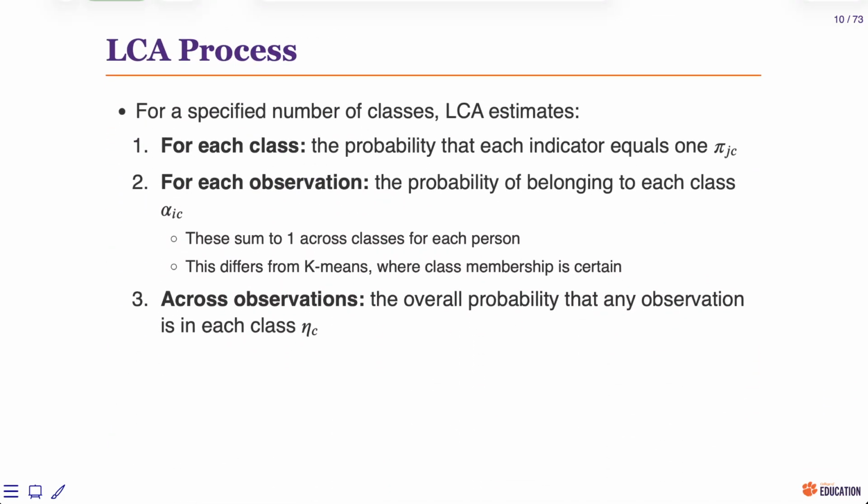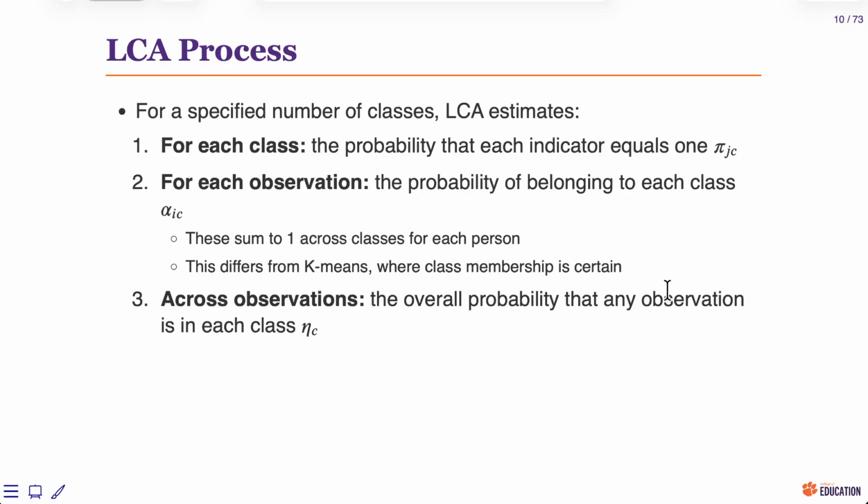So the process is very familiar, particularly mirroring that of exploratory factor analysis. Once you set the number of classes for a given model, you have to pick how many classes are in it. Once you set that, the model will give you, for each class, the probability that each indicator, each observed variable, equals 1. So this is the probability a person from that class answered that item with a 1. And then for each observation, we're able to get the probability of belonging to each class. We'll use alpha to denote that.